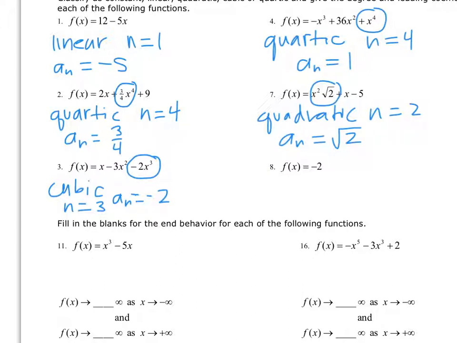So this is actually a line, and it's a horizontal line, which we call a constant function. It doesn't change for any value of x. The degree is actually 0. There's no x, and so that means the exponent on the x is a 0. And the leading coefficient is the same as the constant, which is a -2.